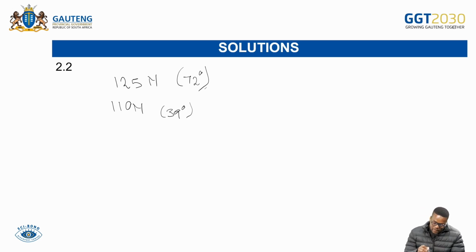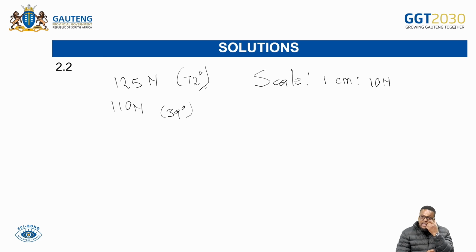Then what do we do? You have to choose the suitable scale to accommodate 125 and 110 newtons. So your scale, you can simply say 1 centimeter is to 10 newtons again, or you can simply say 20 newtons. So let's choose 10 newtons, which means we're going to have long lines here. Okay, so you firstly draw your first vector using your ruler and a protractor. So you put a cross here, you start drawing 125 newtons, right?